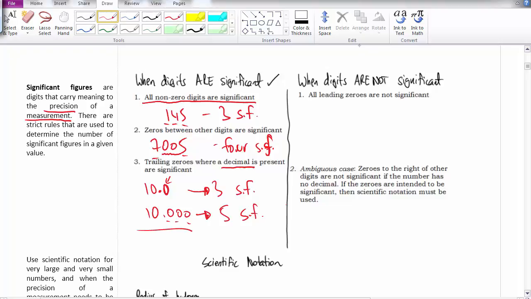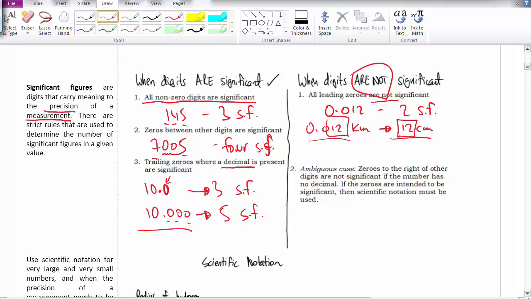Now, what's more important to understand is when digits are not significant. This is a bit more difficult. For example, if I have a number like 0.012, this only has 2 sig figs. The reason for that is all leading zeros are not significant, and this should make sense because 0.012 kilometers is the same measurement as 12 centimeters. So it's the same number. So this definitely has 2 significant figures, and in that logic, so should this. So leading zeros are not significant.